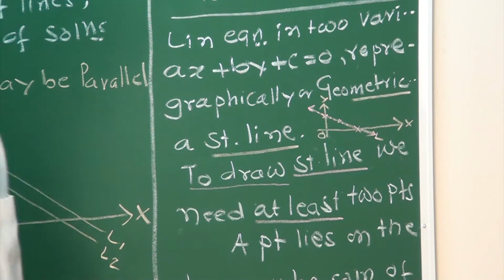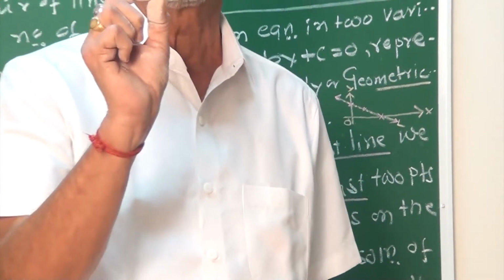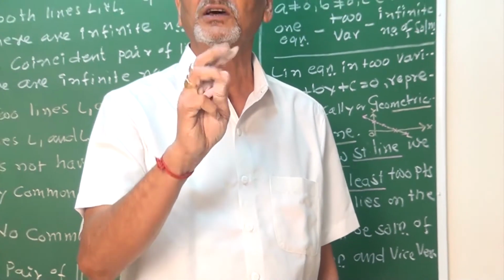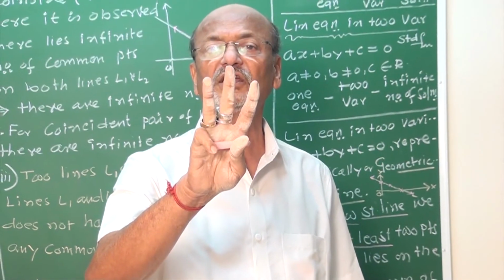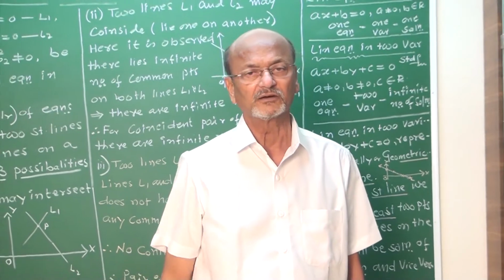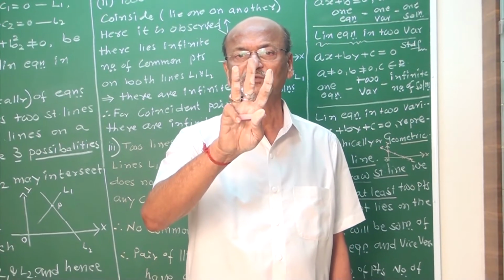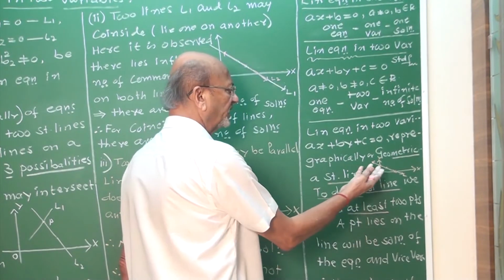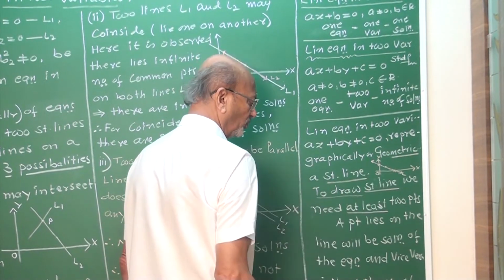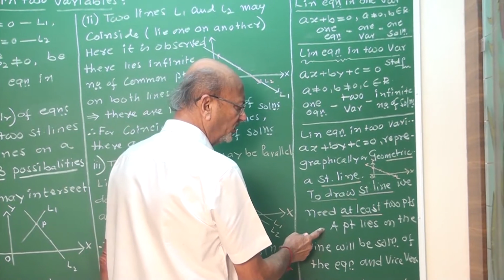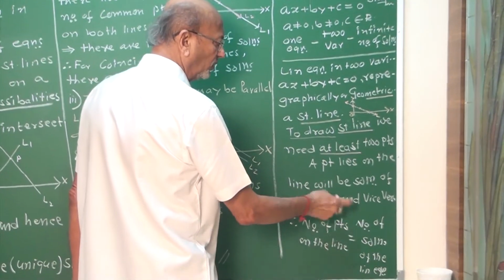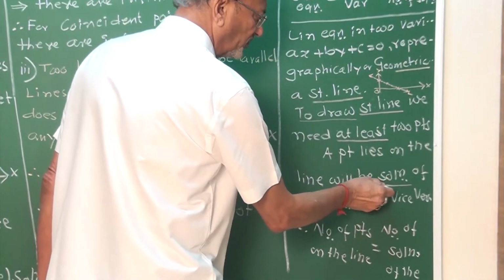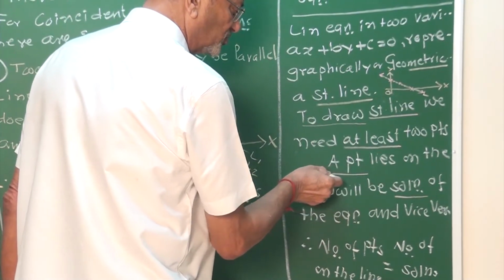Therefore, while doing the examples, my friends, to draw a straight line, I consider maximum 2 or 3 points which lie on the line. Is that correct? Maximum 2 or 3 points, because there exist infinite number of points. Two or 3 points are enough. A point which lies on the line will be a solution.